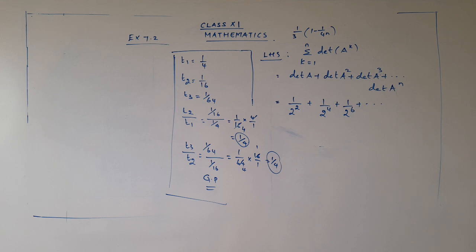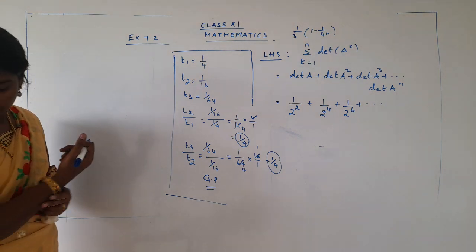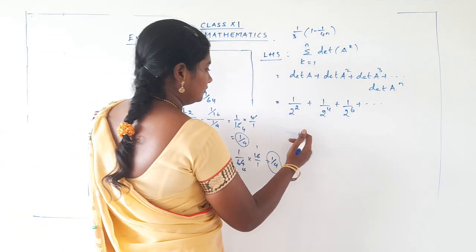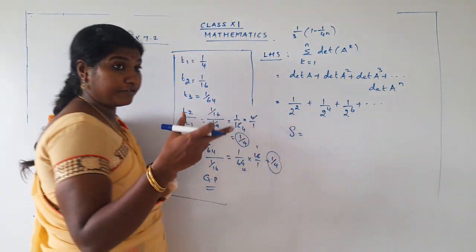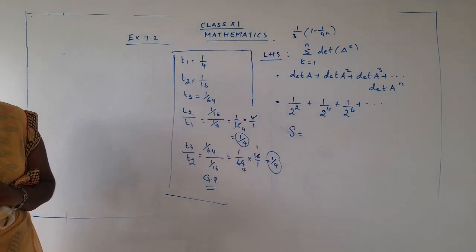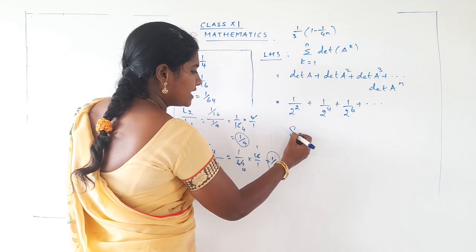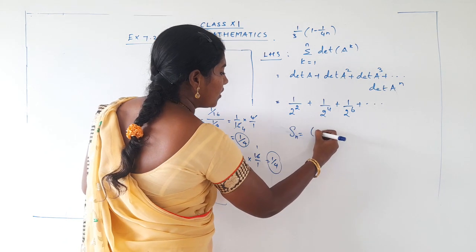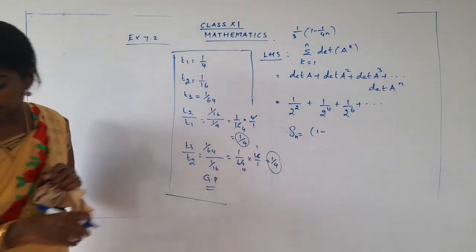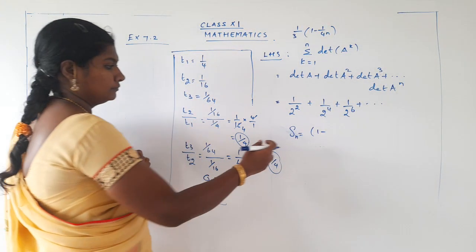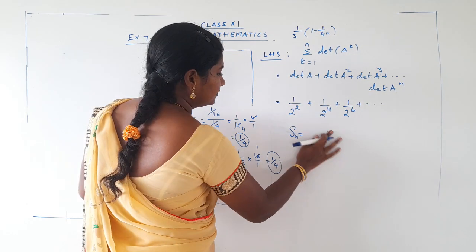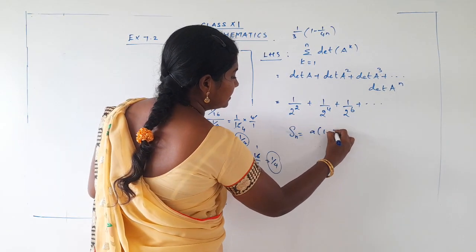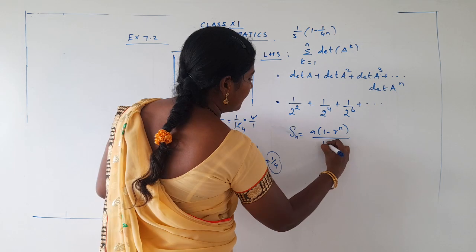Okay, have you written? Okay, now let's see how to go further. So now we are just going to use one formula over here. I'm going to write down the formula for Sn, the sum of the series. I write down that Sn is equal to A into 1 minus R raised to N upon 1 minus R.